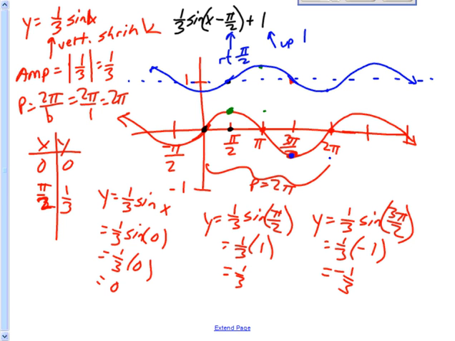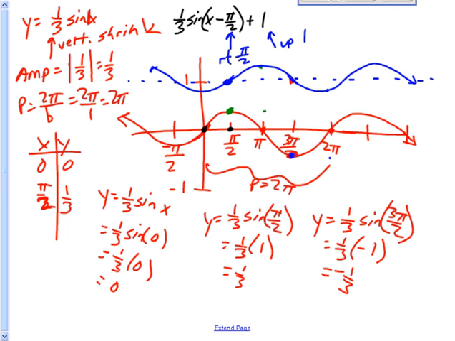Or I'm sorry, if you plug in pi halves, you would get sine of pi halves minus pi halves, which is the sine of 0, which is 0. 0 times the third in front is 0, and 0 plus 1 is 1. So that's why we had that point pi halves comma 1 right there. You plug in pi, and you should get 1 1/3, and so on. So point plotting will always give you the behavior there as well.